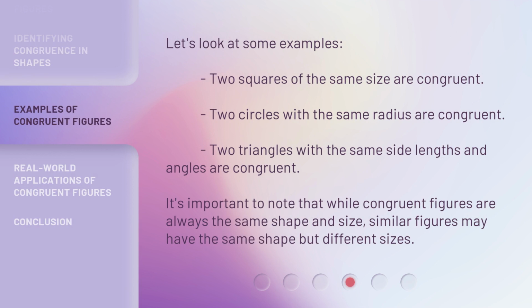Let's look at some examples. 2 squares of the same size are congruent. 2 circles with the same radius are congruent. 2 triangles with the same side lengths and angles are congruent. It's important to note that while congruent figures are always the same shape and size, similar figures may have the same shape but different sizes.